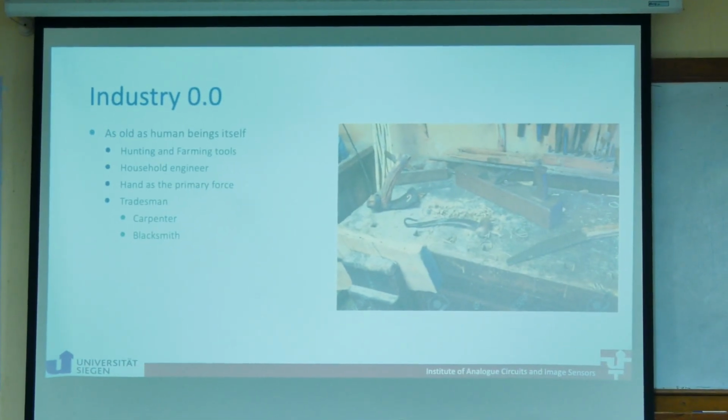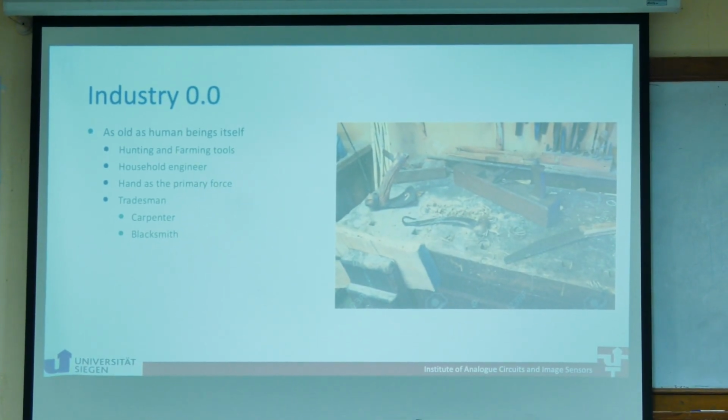If we start with Industry 0.0 or World 0.0, that aspect of human civilization is as old as humanity itself. And there are a few common trends I will be taking in the entire pattern. What were the tools we were making? Our tools were simple. They were hunting and farming tools. Right? And virtually everyone was an engineer. Everyone is a household engineer.